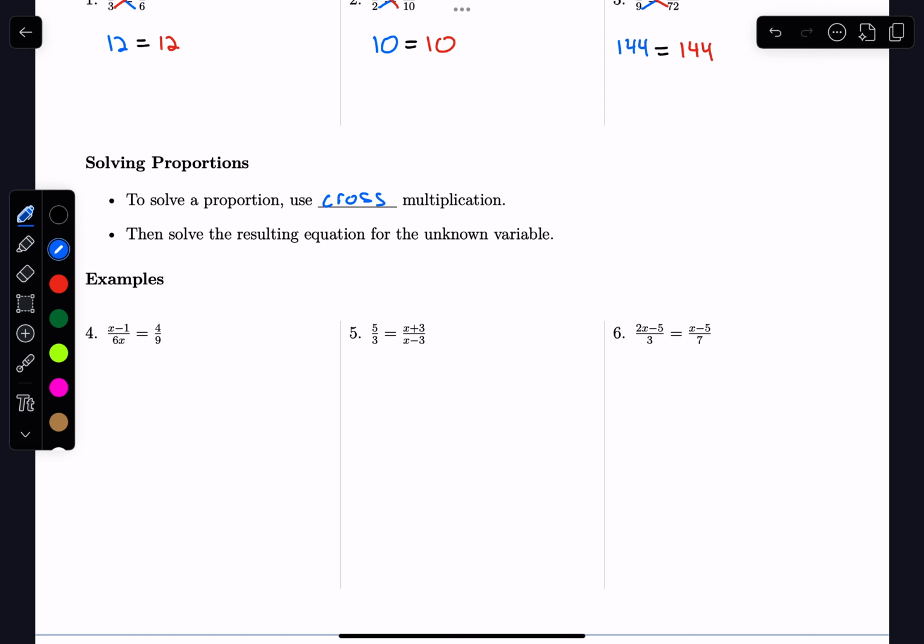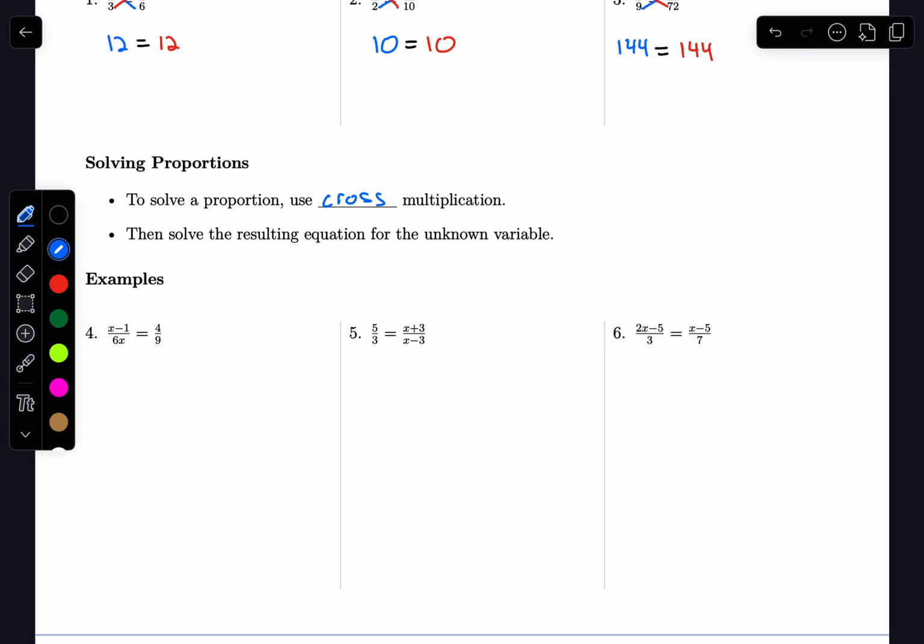Then we're going to solve the resulting equation for the unknown variable. So in number 4, we have (x minus 1) over 6x equals 4 over 9. You don't need to look at this and try to turn the left side into the right side. I don't even know how you would do that in this case. Instead, we just cross multiply.